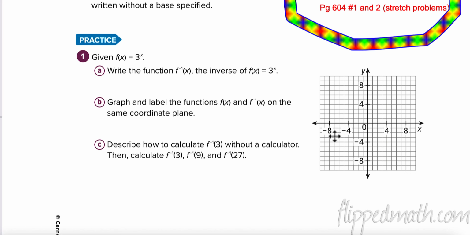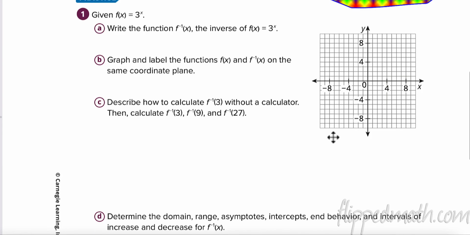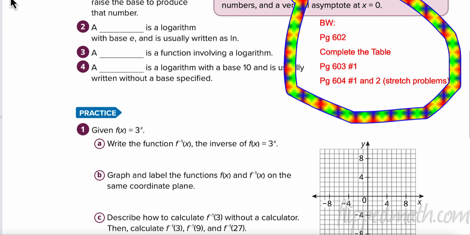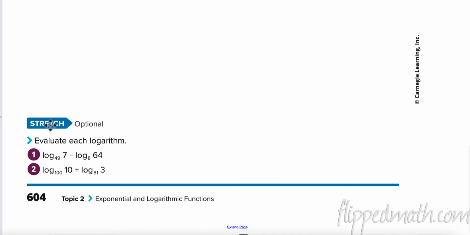So you're going to do number 1, all parts, A, B, C, and D. And then on 604, you're going to do just the stretch. Just the stretch here at the bottom of the paper. Just try it out. Rewrite them, see what you can get. Maybe solve for this and then solve for that and see what you can do. All right, just try them out.